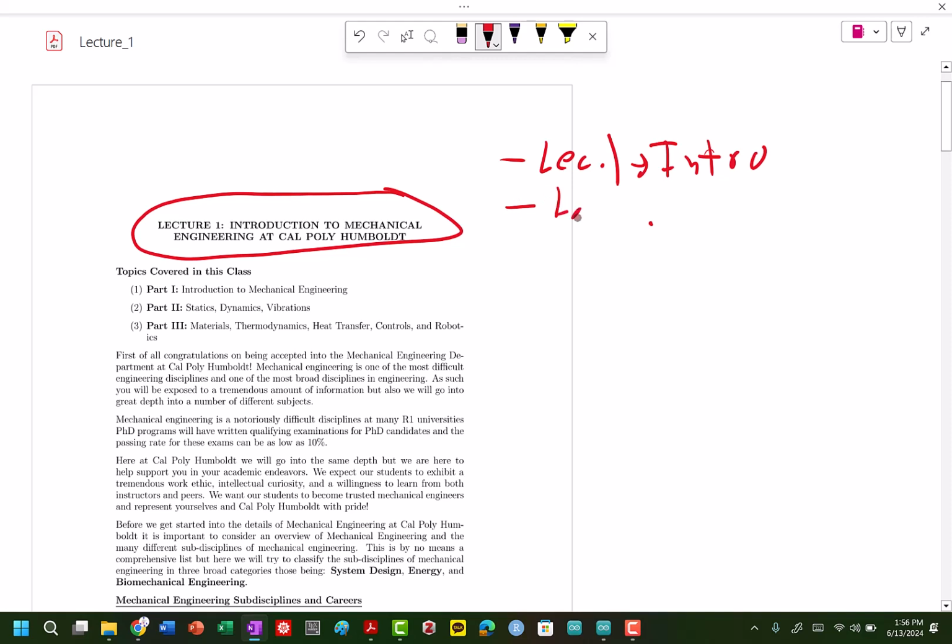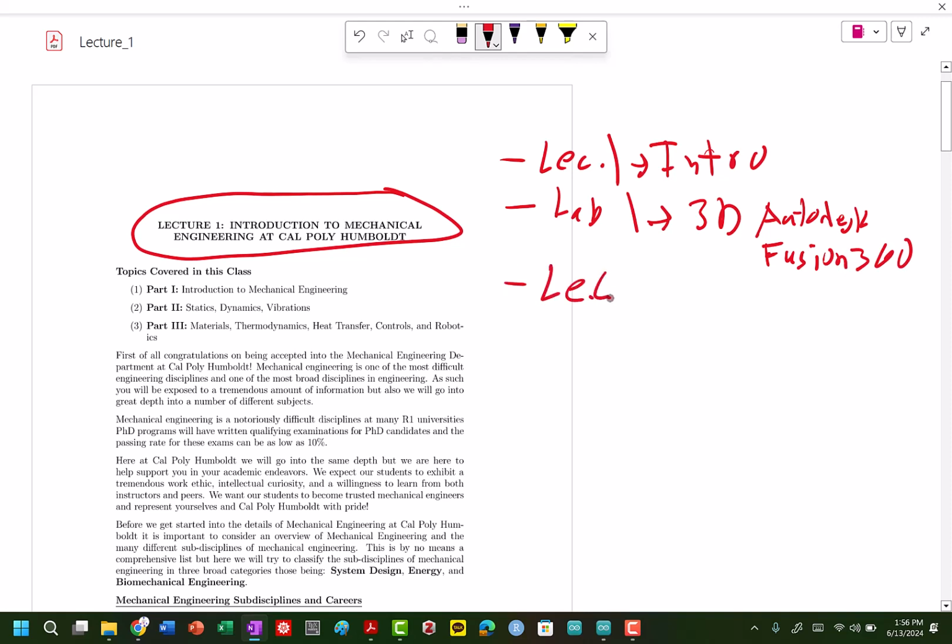Our lab 1 is going to be basically creating a 3D printing lab, where we're going to create gears in Autodesk Fusion 360. And that will be your lab activity.